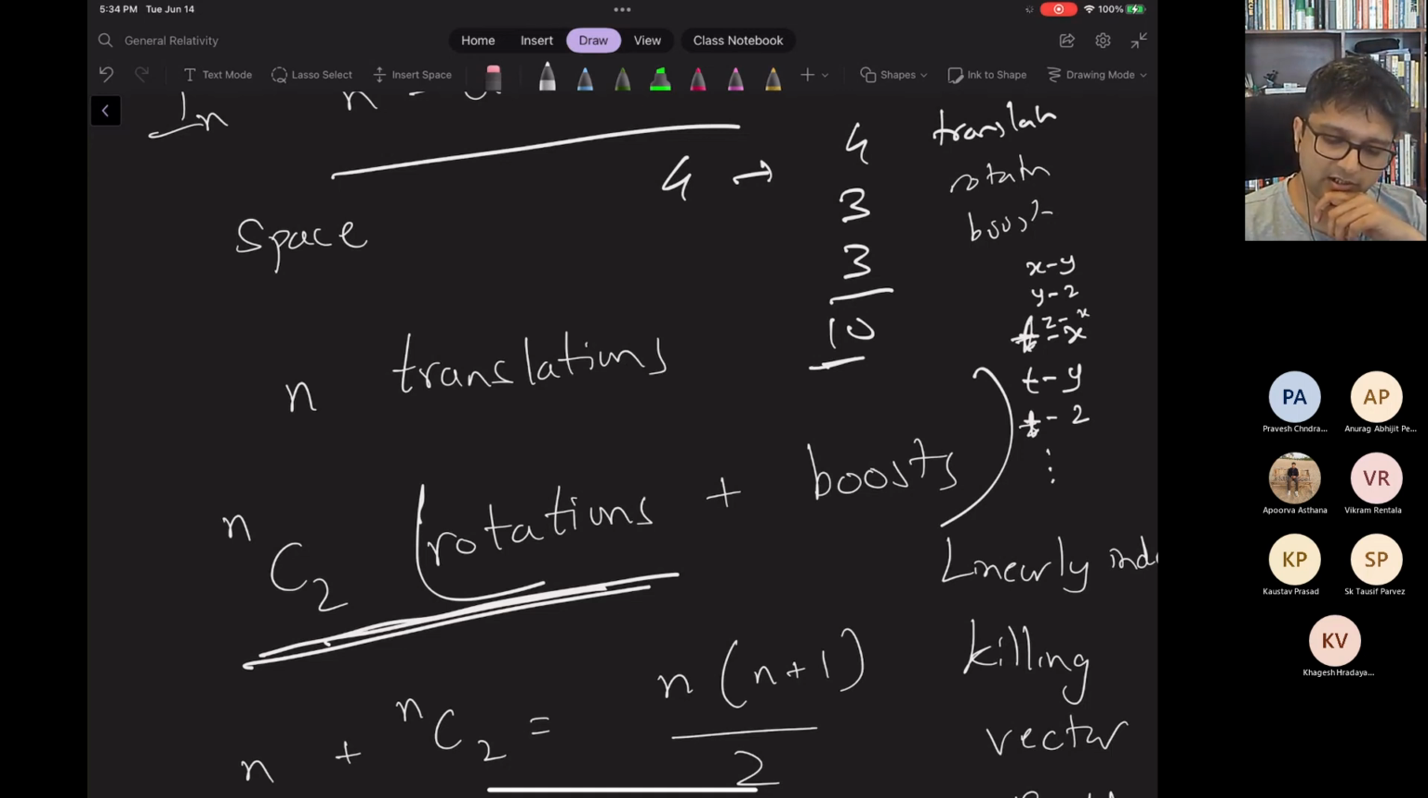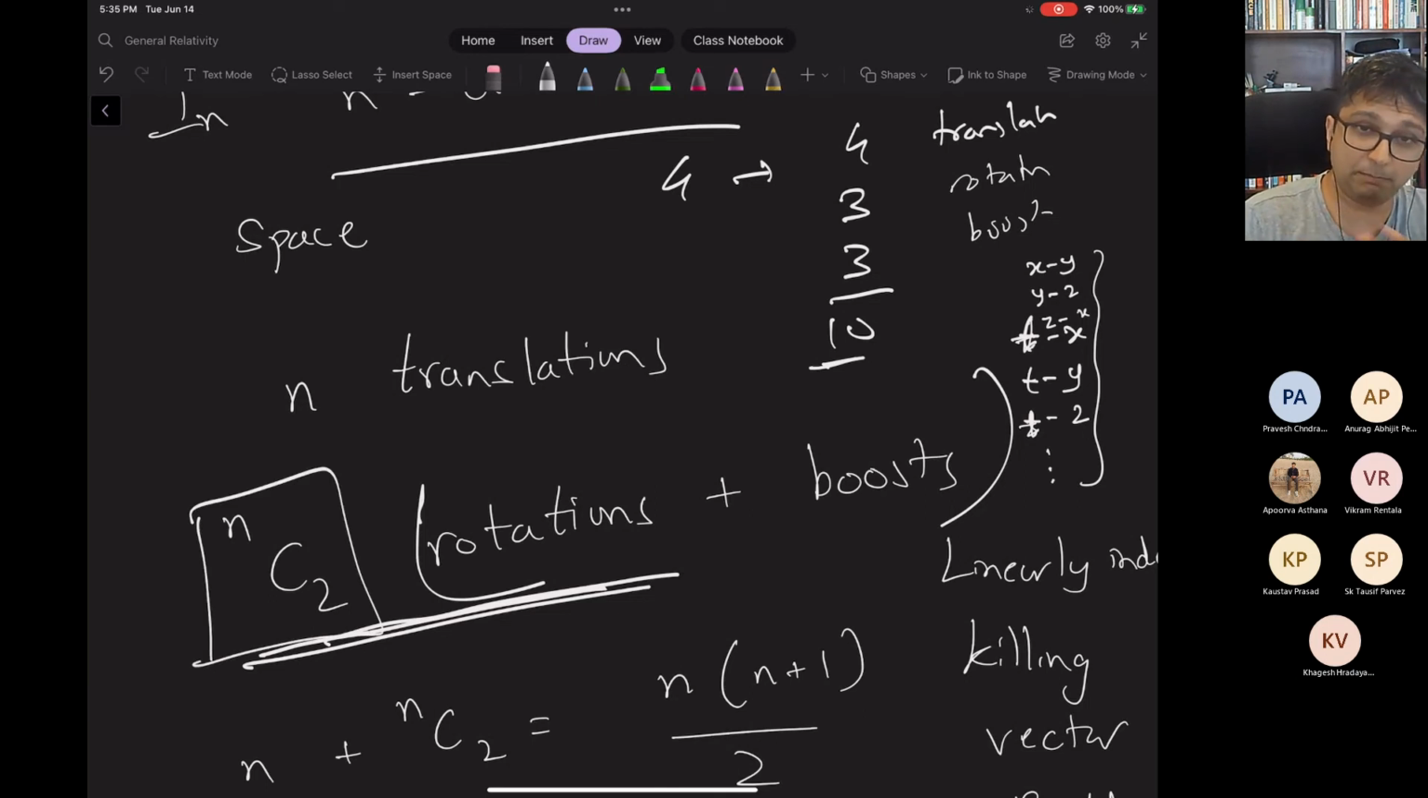And so in general, the combination of rotations and boosts requires that I pick any 2 coordinates. If it's a boost, one of them is a time coordinate and one is something else. If it's a rotation, one is an x coordinate and one is a y coordinate, but they have to be different. So there are nC2 possible ways of picking planes, or hyperplanes, in this space of t, x, y, z, and so on.